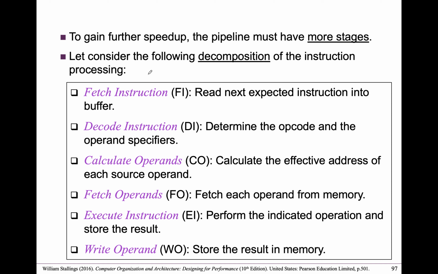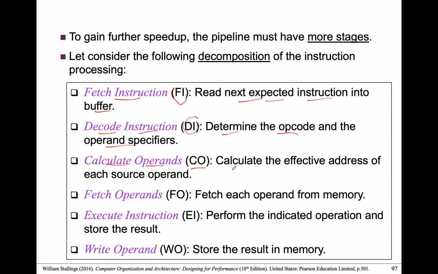To gain further speed up, the pipeline must have more stages. Let's consider the following decompositions of instruction processing. Fetch instruction, FI: read the next expected instruction into buffer. Decode instruction, DI: determine the opcode and the operand specifier.